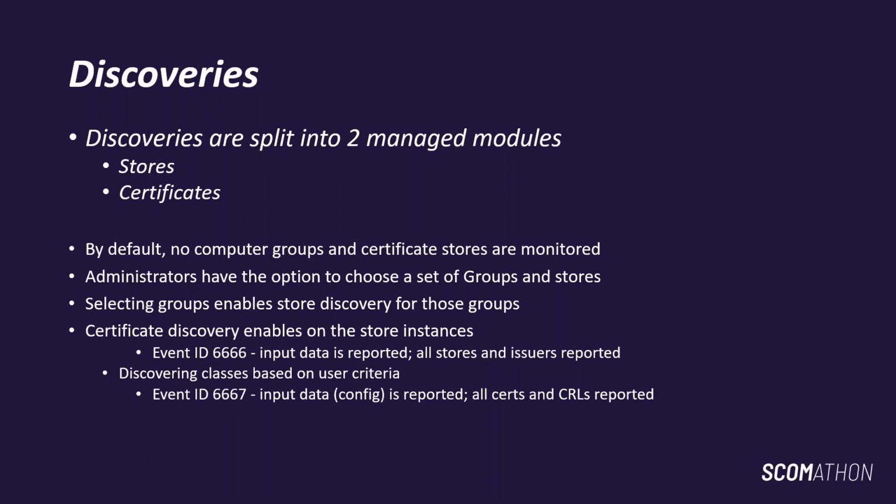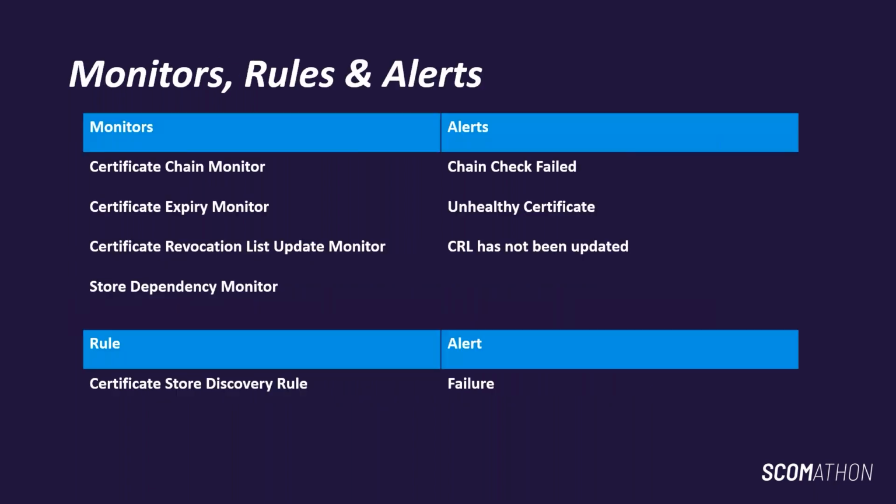Also, selecting groups enables the store discovery on those groups only. Here we have 2 event IDs we are presenting. Whenever the instances are populating, we show in the Ops Manager event viewer the 666 event, where we can see the certificate stores instance as well as the certificates instance being populated. So next slide.